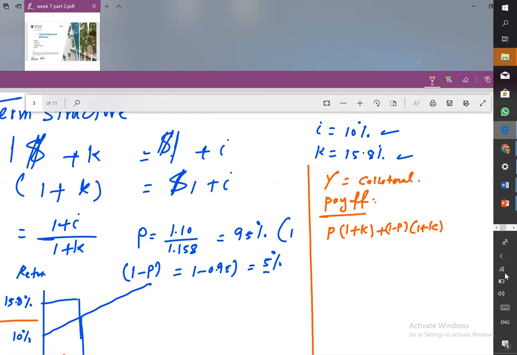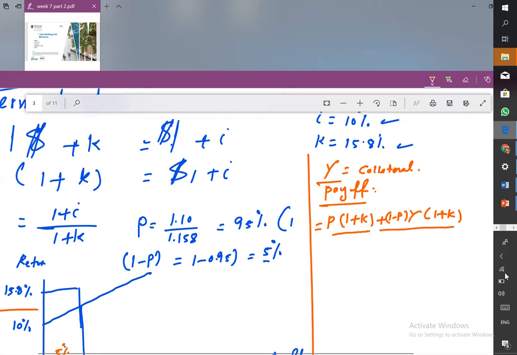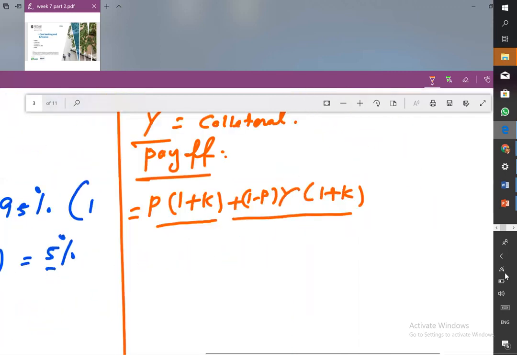And then I can multiply them by this 1 plus K, by the lambda, which is the collateral. So the payoff now will be 1 plus K times the probability of payment, plus the probability of defaulting times the collateral, and all of it should equal 1 plus I.